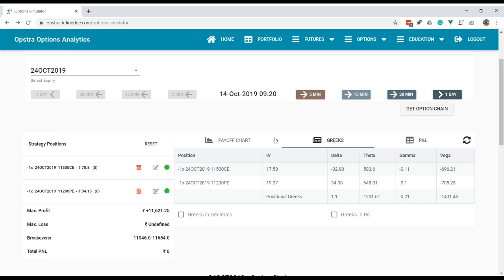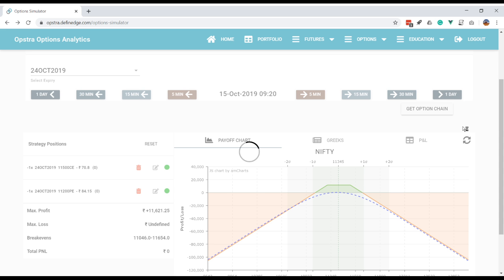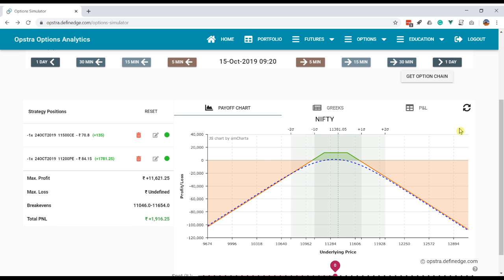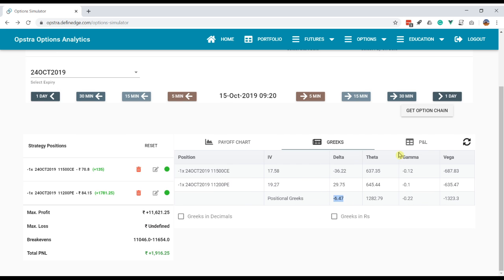Now we will proceed further by 1 day. You can also fine tune, like you can go forward by 30 minutes, but to make it fast I am choosing 1 day. Now we proceeded by 1 day further, so it is 15th of October, 9:20 am in the morning. We are in profit right now, and your Greeks haven't changed much, so we proceed further again, and now you can see the delta is close to 25, right? So now we can manage our trade.